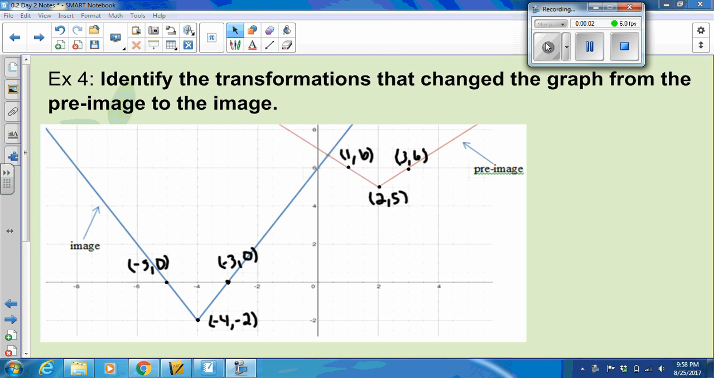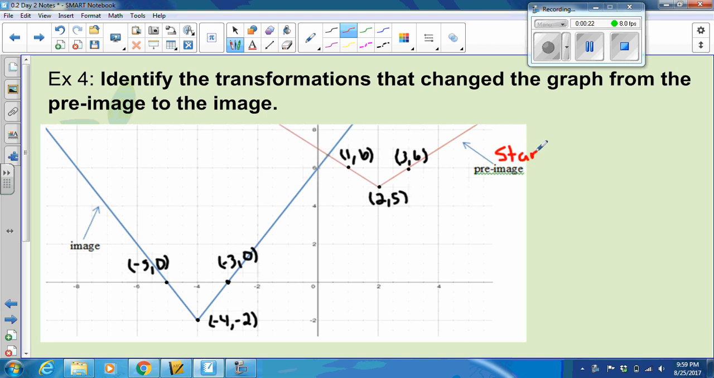So here are the notes for Section 2, Day 2, and we're only going to do Example 4 and Example 5. So what we're doing is identifying the transformations that change the graph from the preimage to the image. Preimage means before the image. So that's actually where we're going to start. The preimage is our starting phase, and then we're going to finish at our image.